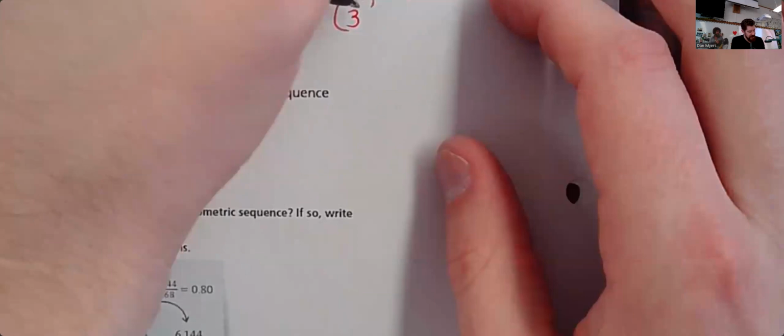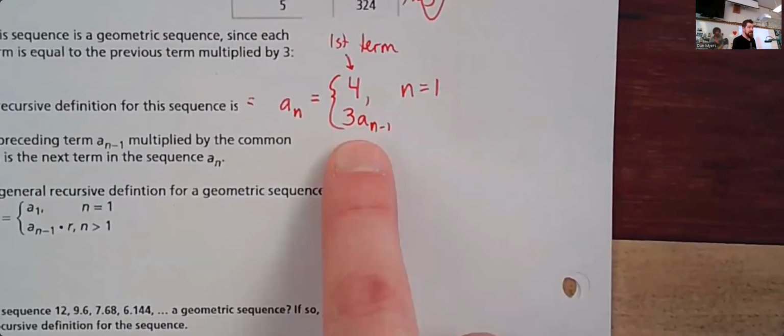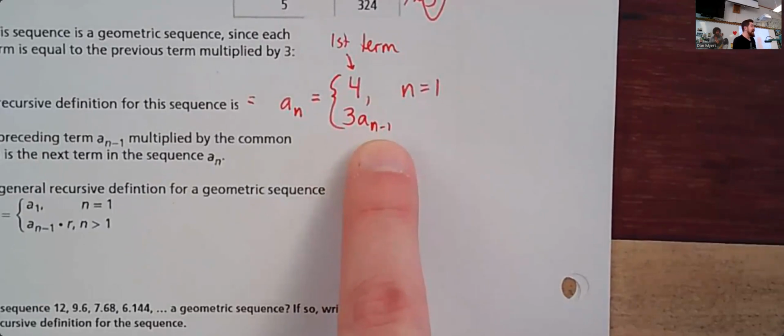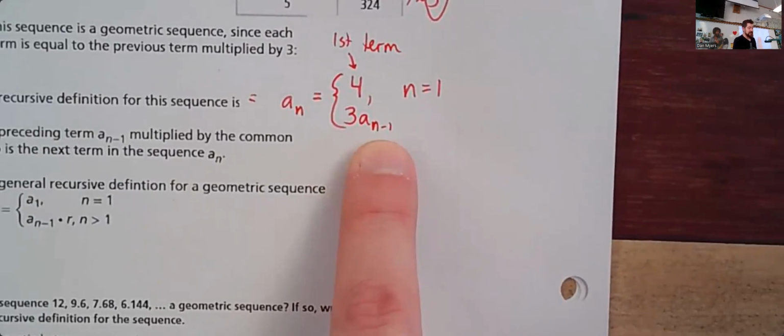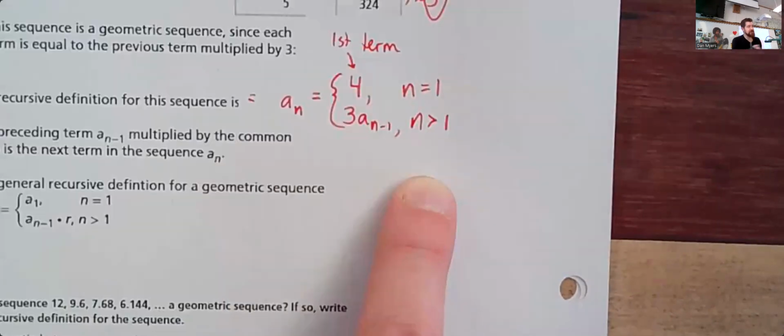And we're going to multiply that by the previous term. A with a sub n minus 1 means 3 times the previous term. And your value of n has to be greater than 1.